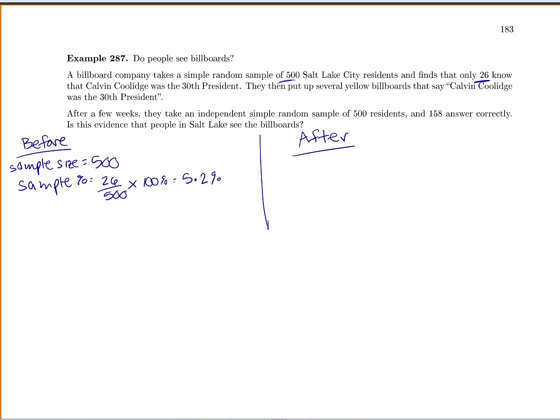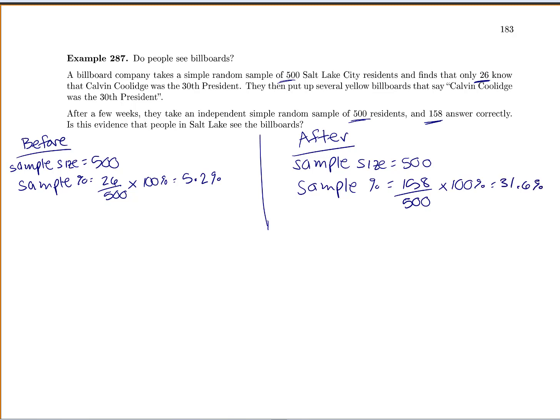And for my after information, we have again a sample size of 500. And my sample percentage equals 158. There were 158 of them out of 500. And don't forget to times it by 100% to make it an actual percentage and not just a decimal. So 158 divided by 500 times 100 equals 31.6%. Now, I haven't done the rest of the problem, but we went from 5% they could answer to 31% they can answer. To me, that seems like it's probably going to be a big difference.